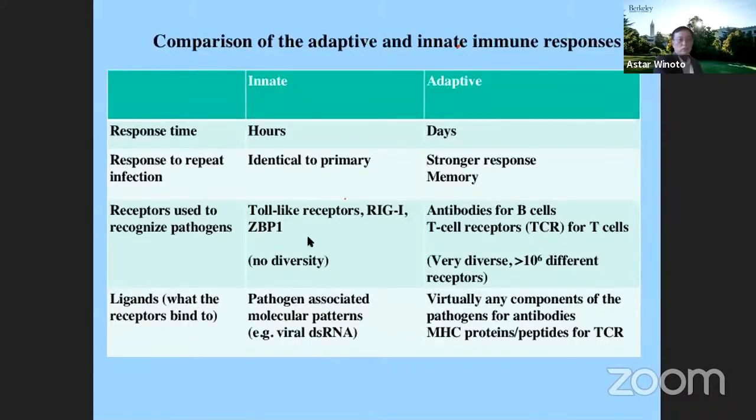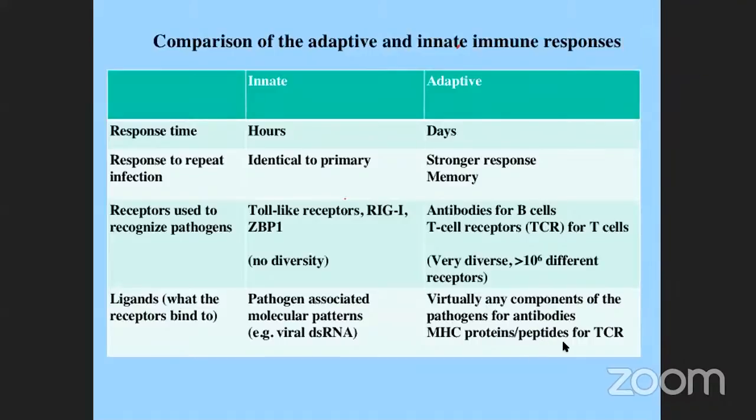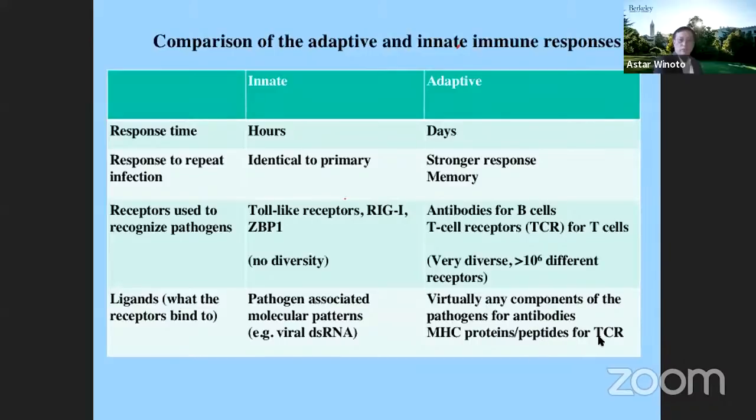And the ligand, what the receptor sees for the innate immune cells, we call pathogen-associated molecular patterns, like viral double-stranded RNA. But for B cell, which is the antibody, this antibody can see almost anything. And the one that you have to remember is the T cell receptor, or TCR here, which only sees MHC proteins in the context of a peptide, which is a part of the protein. So that's the main difference between T cell receptor and antibody. Antibody can see anything, T cell receptor only sees MHC and peptide.